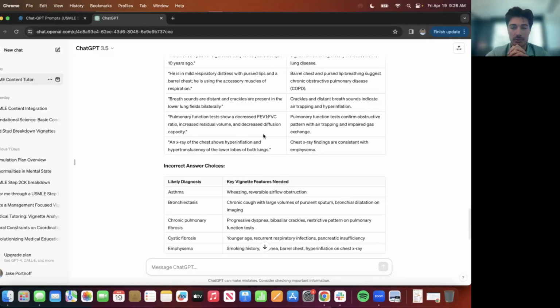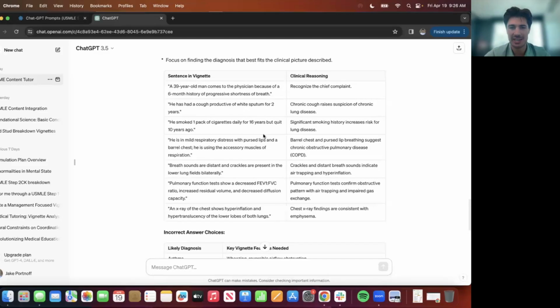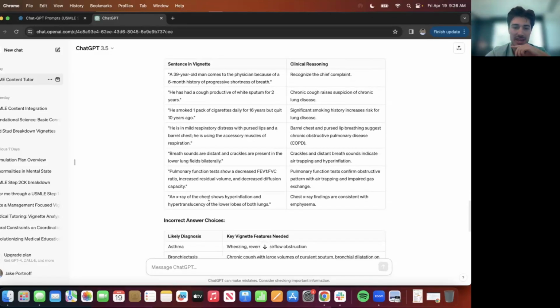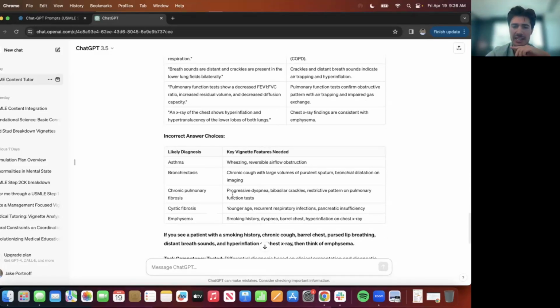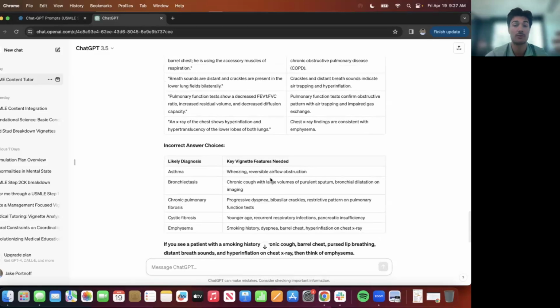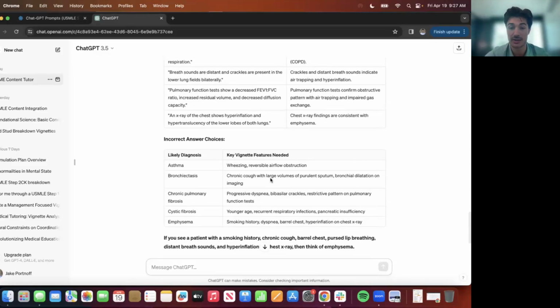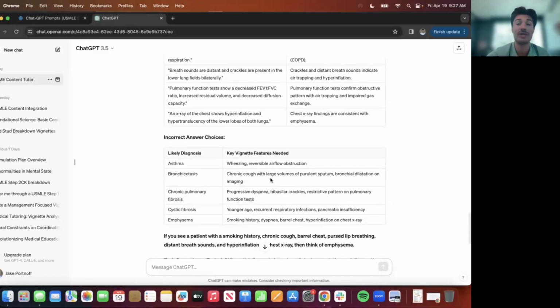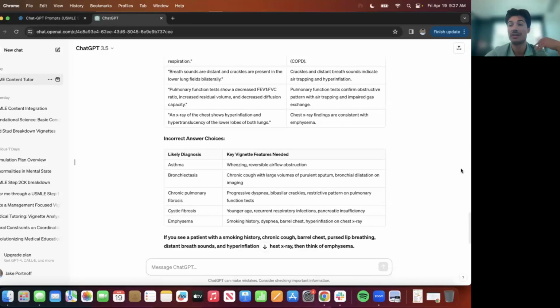We can't expel air properly. And so as you can see, it's super powerful in how it can dissect the vignette and give you clinical reasoning right next to it. And then not only that, it will dive into the incorrect answer choices and give you key features that you'd expect to see in the vignette to make that answer choice correct. So if this was an asthma vignette, we'd expect to see other things like wheezing, or a significant response with a bronchodilator.